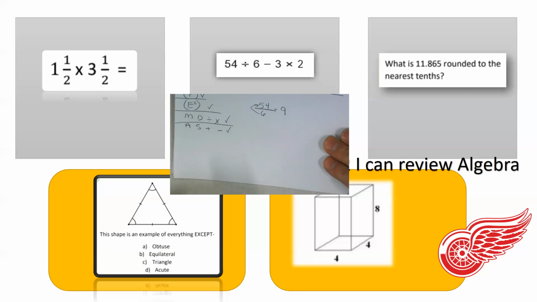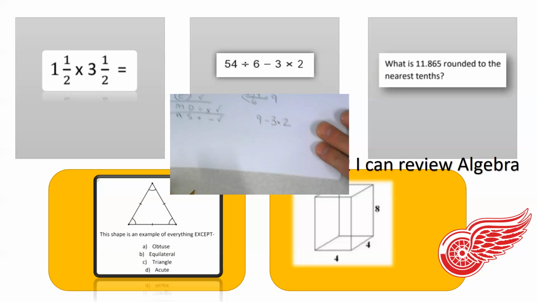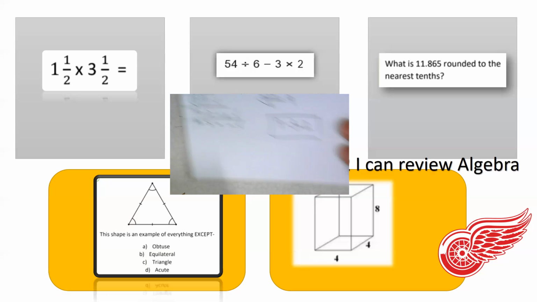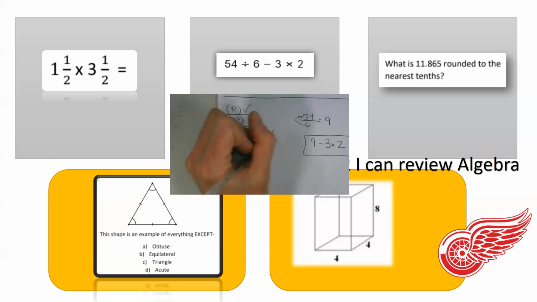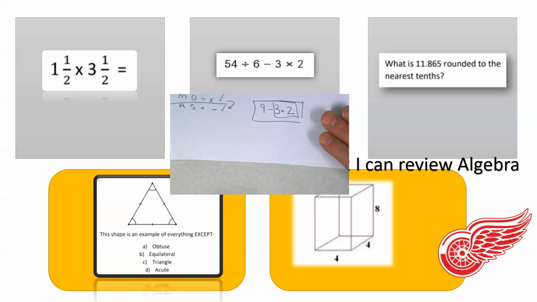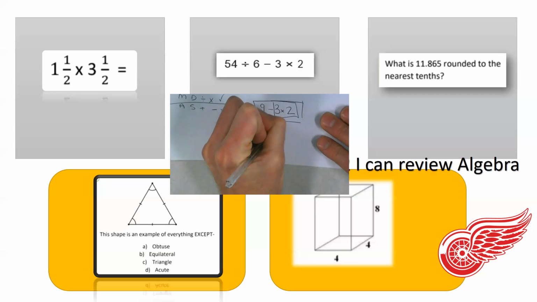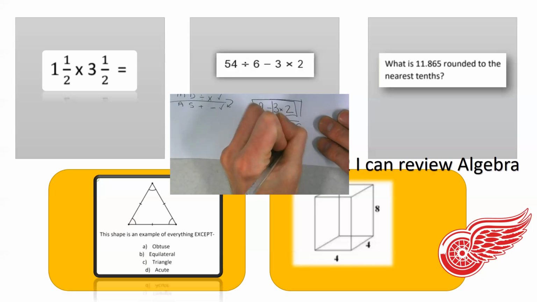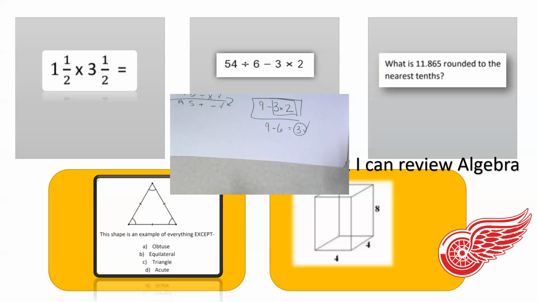I'm going to rewrite my problem. 9 minus 3 times 2. Now I have a new problem right here, and I've got to figure out, well, what do I do first? Oh, remember, you always multiply or divide before you add or subtract. So I have a multiplication part right here. And it now is 9 minus 6, and 9 minus 6 is equal to 3. So that entire problem is equal to 3.